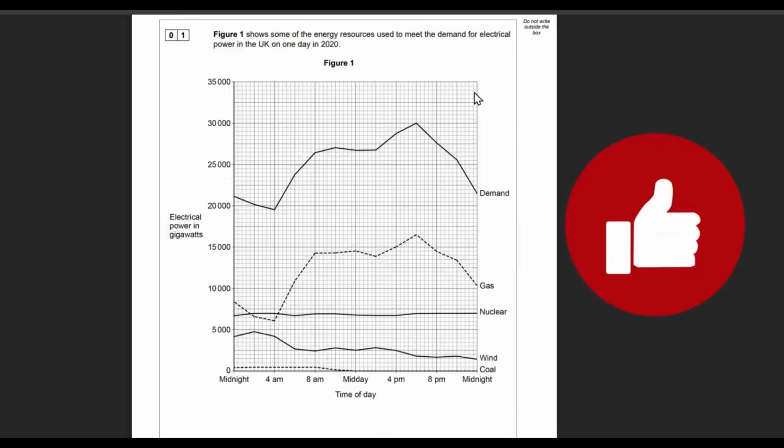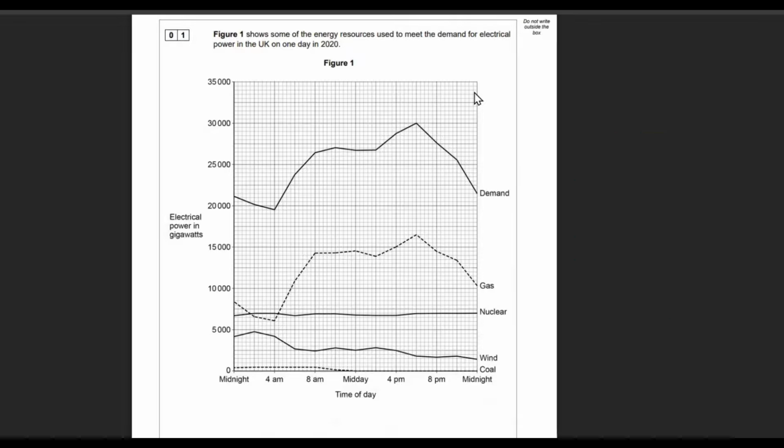Let's go. Question 1. Figure 1 shows some energy resources used to meet the demand for electrical power in the UK on one day in 2020. And you'll see over here on what we call the y-axis, the left-hand part of the graph, it says electrical power in gigawatts, and it goes all the way up to 35,000. And then we have time of day at the bottom. So it starts from midnight, then 4 a.m., 8 a.m., midday, 4 p.m., 8 p.m., midnight.